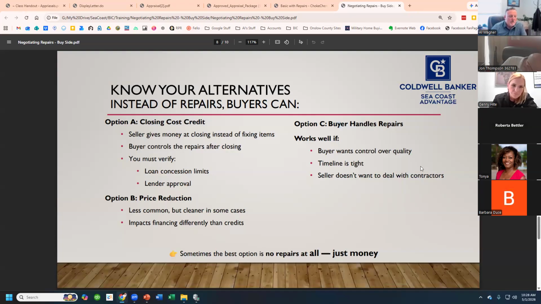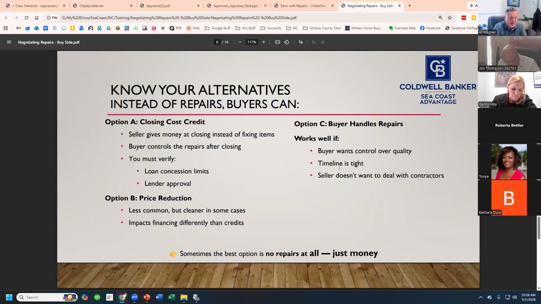The other one: the buyer handles all the repairs, meaning the seller gives no credits. They don't want to do anything. Or the seller does give a credit. Either way, some buyers don't want the seller to make any repairs. They just want to handle it all themselves because they don't like the type of work that's been going on, or that they've seen the seller has done.